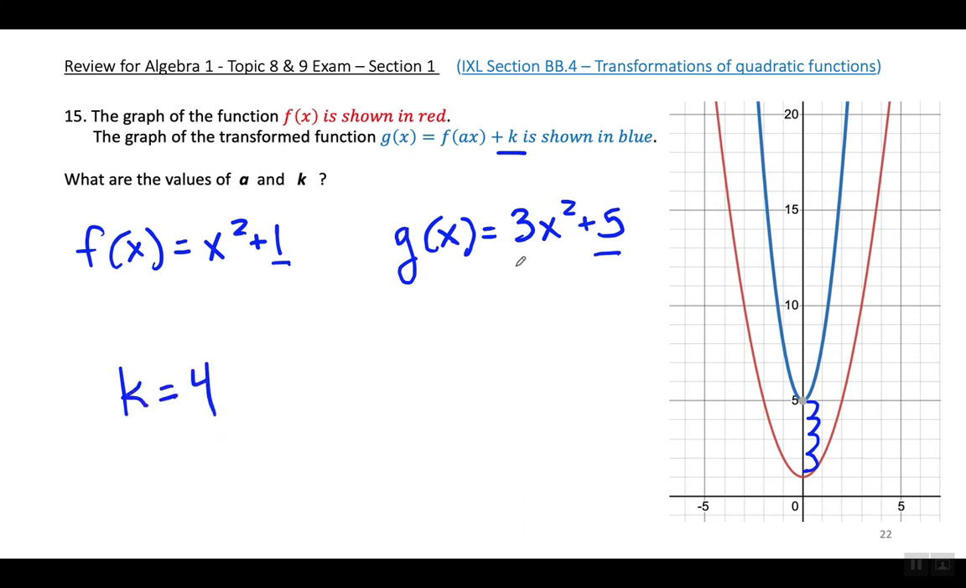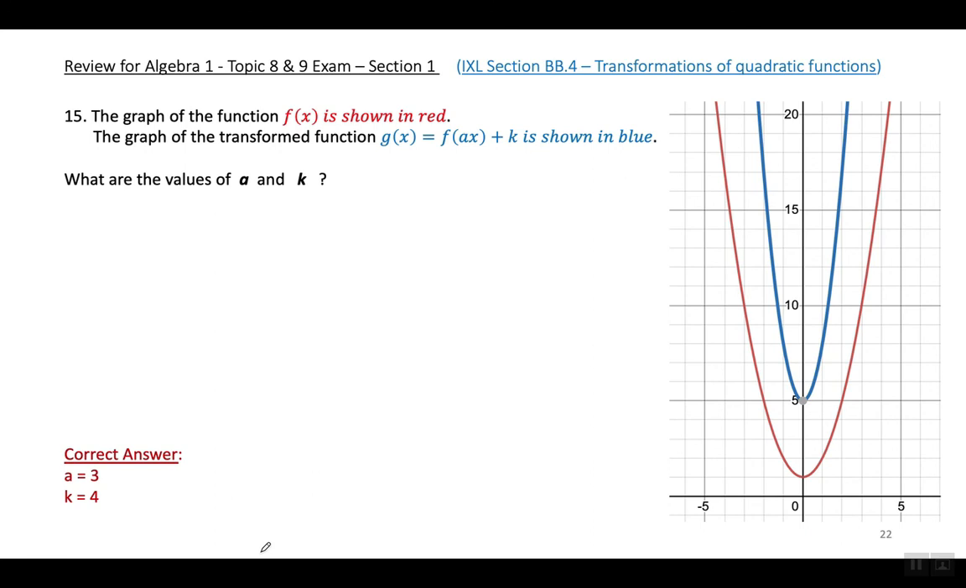And then a is what are you multiplying x squared by? Here you have a 1, and here you have a 3. So you're multiplying everything by 3. a equals 3. Listen, this problem is a little difficult. It wasn't my smoothest explanation, but I can't think of a smoother way to explain it right now. So that's going to have to do for the explanation, all right?